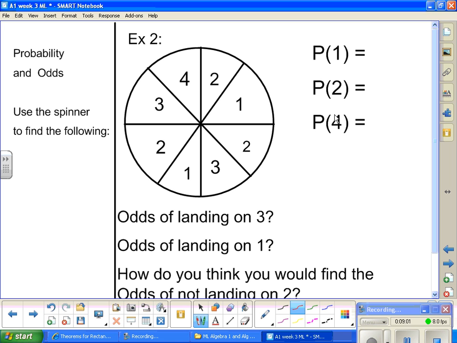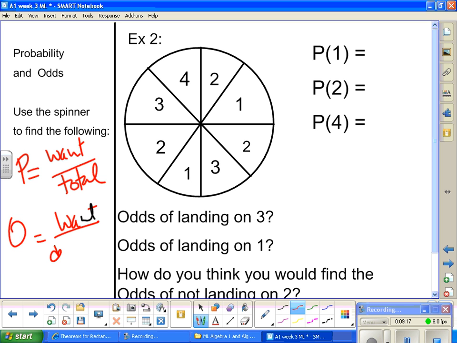So while you're doing that, I'm going to just remind you, probability is what you want over total, and the odds is what you want over what you don't want. So that's the difference. You have to make sure that you remember the difference between the two. Because if you don't, then you may get the answer wrong.